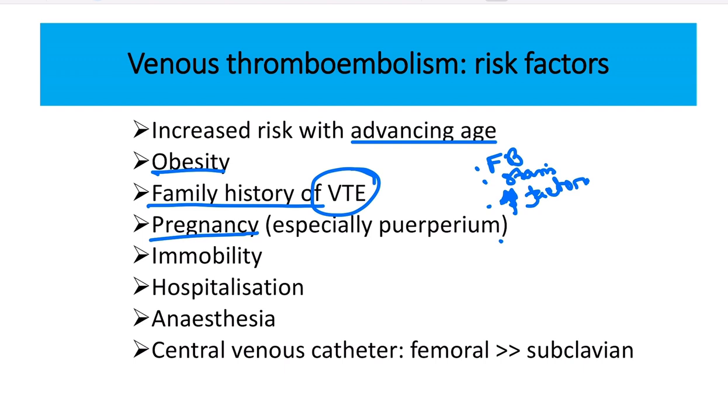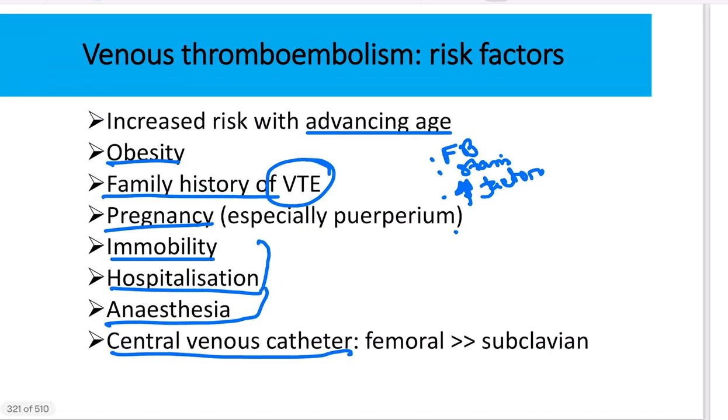Immobility is another cause. In case of immobility, the circulation usually decreases, and in this condition there is a chance of venous thromboembolism. Also, hospitalization is one form of immobility. Also the anesthesia. In anesthesia, different types of drugs are used, and also this is an immobilized condition. So at this point also there is a chance of development of venous thromboembolism. Also there is the central venous catheter. Here this is the central venous catheter.